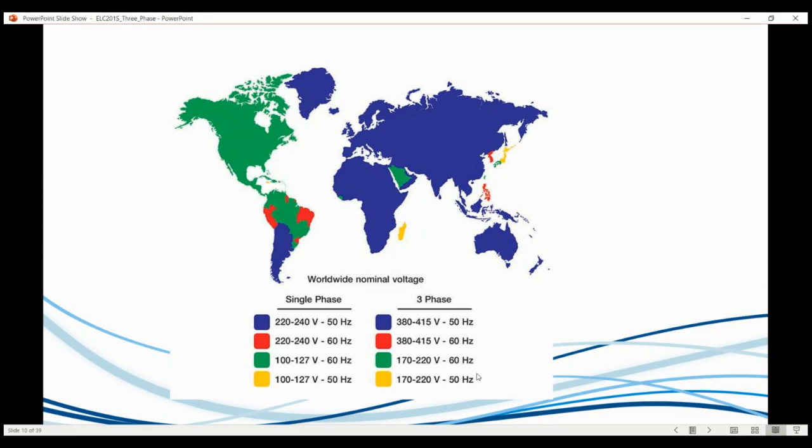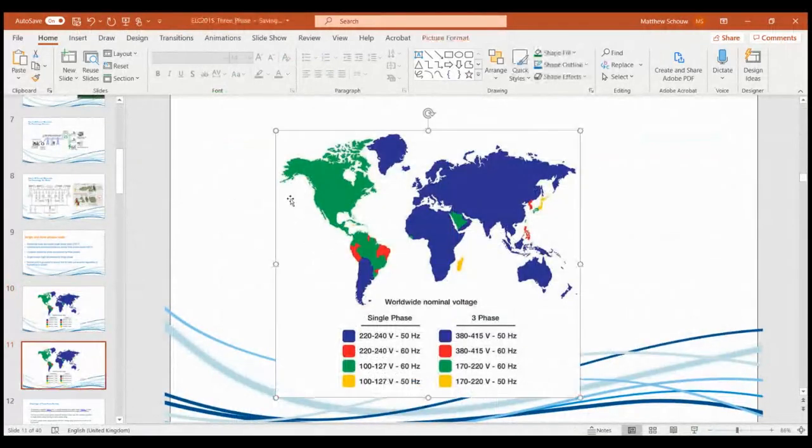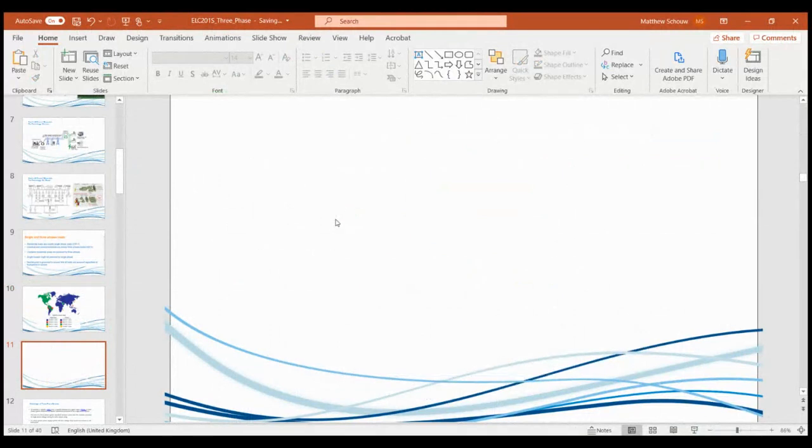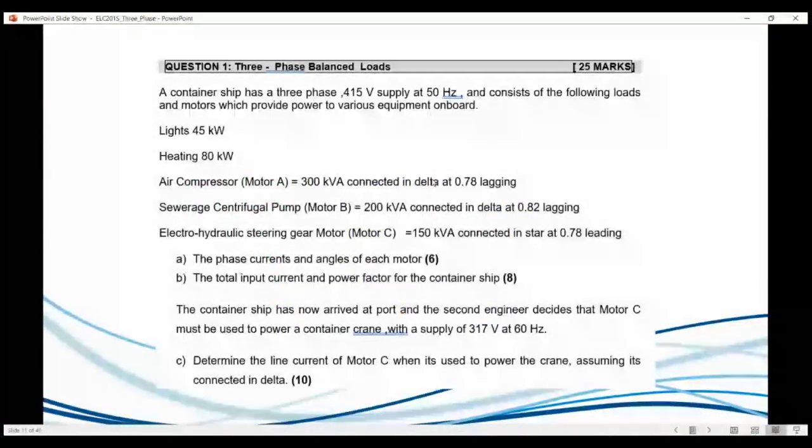You've really opened my mind. Thank you for sharing that, because I've got something fantastic to put in one of my tests next semester. This is a perfect three-phase question that came up in one of the exams, where we have different loads connected in star and delta. In the last part, the container ship has arrived at port, and the second engineer decides motor C must be used to power the crane. They have basically changed the voltage and frequency.